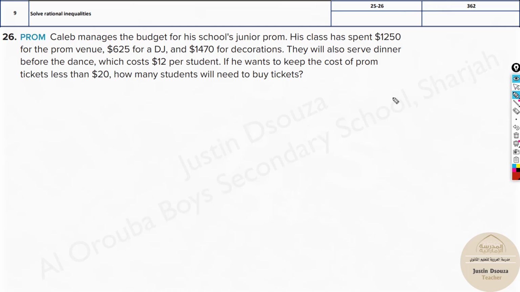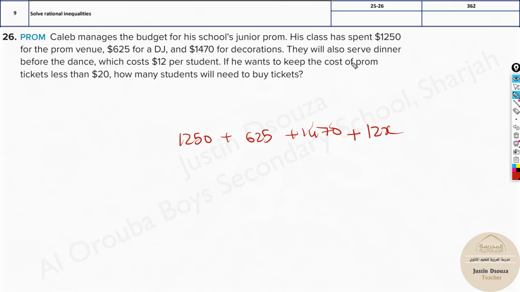Now, before we start solving it, let's see what all the costs that are incurred are. That is 1250 plus 625 plus 1470. These are mentioned. Now, these won't change per person. It doesn't matter if 10 students attend or 1000 students attend. This is already done. The location is set, the DJ is paid, the decorations are done. It's a constant. But this one over here, 12 per student, what is it? The dinner costs $12 per student. It varies based on the number of students who come, right? So it is 12x. That's the thing.